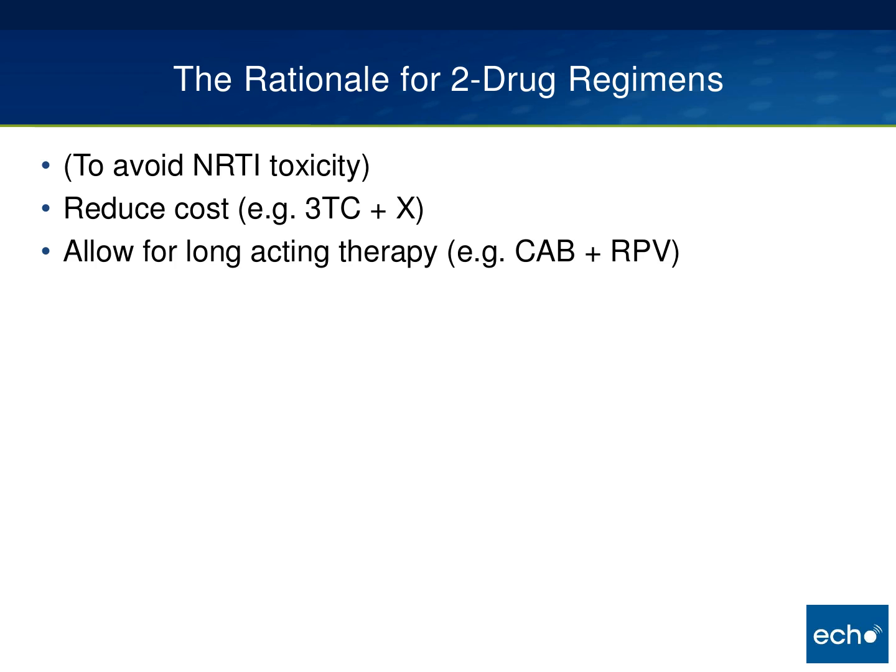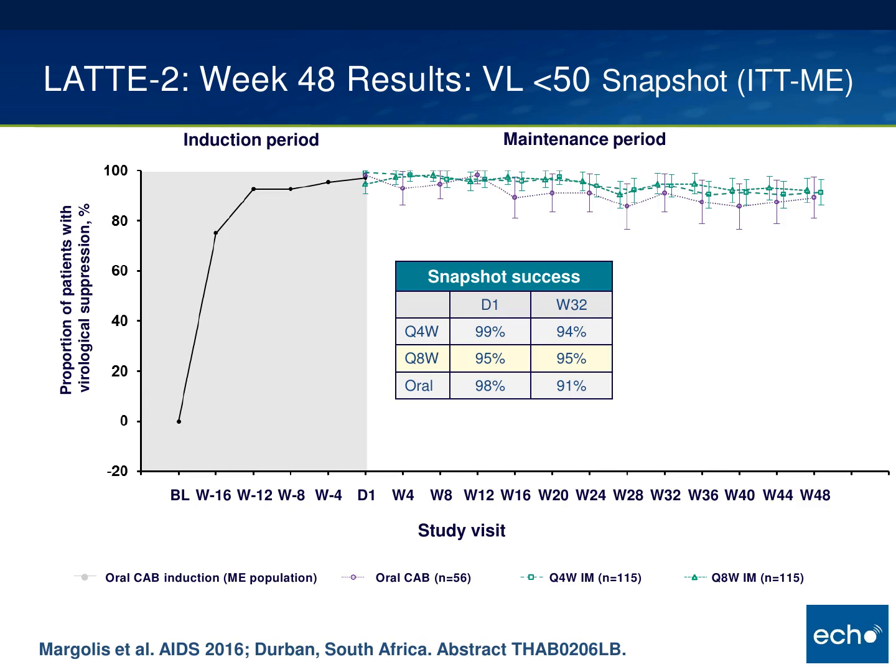Cost, of course, was an issue, and we've seen a lot of studies of things like 3TC plus a second agent being studied in settings where resources are a little bit limited, and they can reduce costs that way. And then the third reason is to allow for long-acting therapy, and the example that I'll show is the cabotegravir-rilpivirine example. I put avoiding nucleoside toxicity in parentheses because it doesn't seem like a real compelling rationale anymore now that we have TAF. There are really extremely few patients who can't take one of those three nucleosides, TAF, abacavir, or TDF at this point.